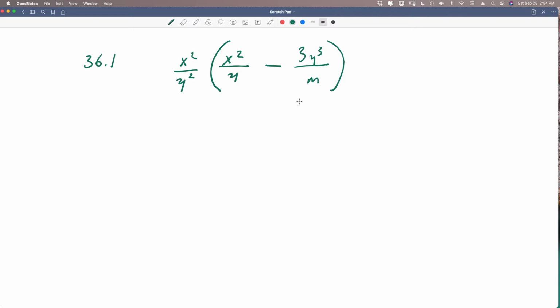And we're going to use the distributive property on 36.1. And here is our problem. We're going to use the distributive property to expand x squared over y squared times x squared over, that's an x, over y minus 3y cubed over m, and that's the total expression.